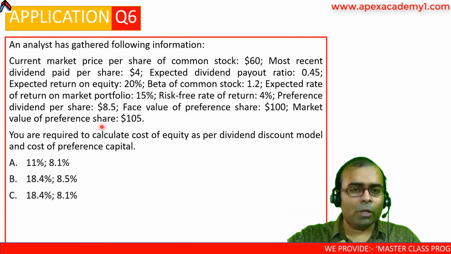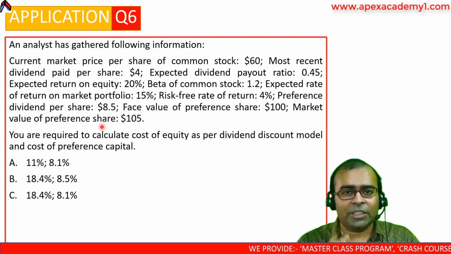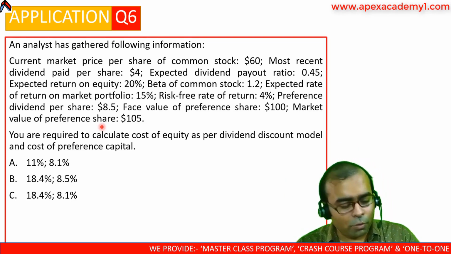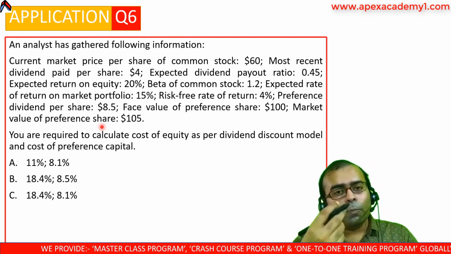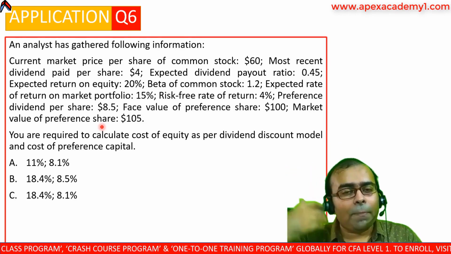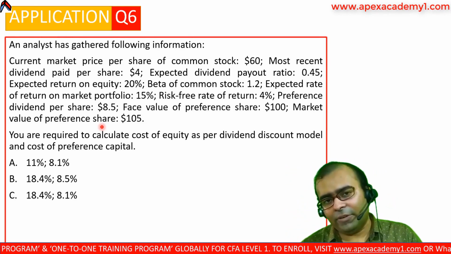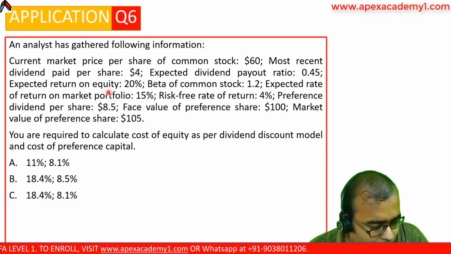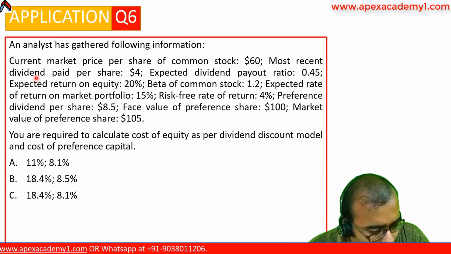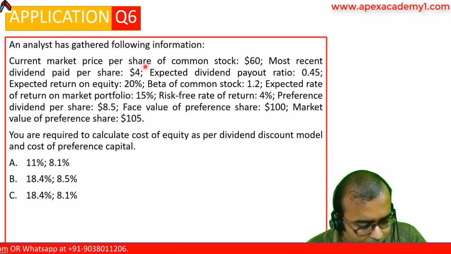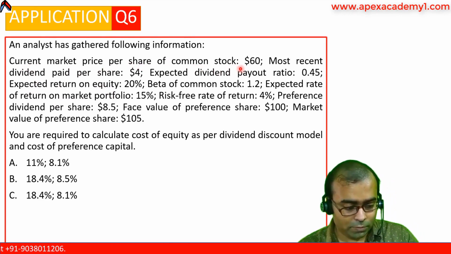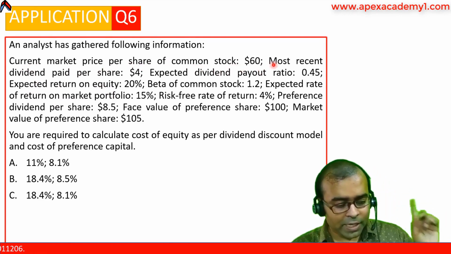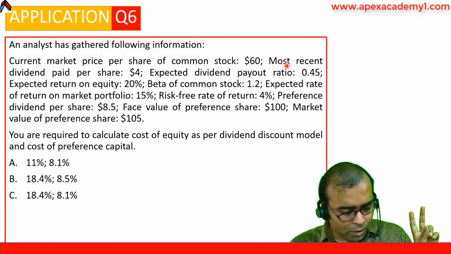Basically, once you go through all these four questions, these are designed strategically. Once you go through all these questions, you basically recall each and every part of your topic. This is the way I have designed these questions. So let's read the content. Current market price per share of common stock, 60. Current market price is 60.